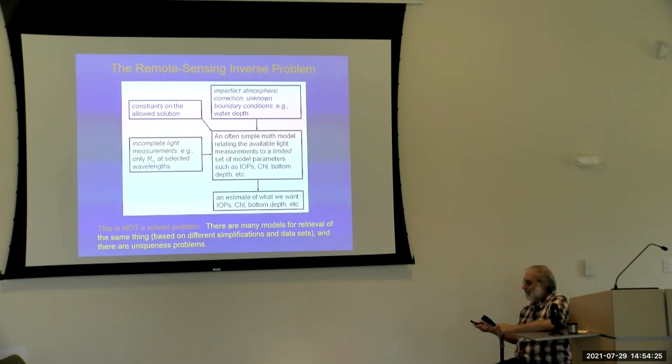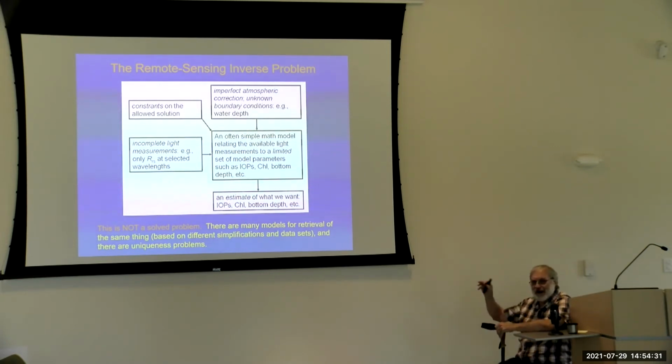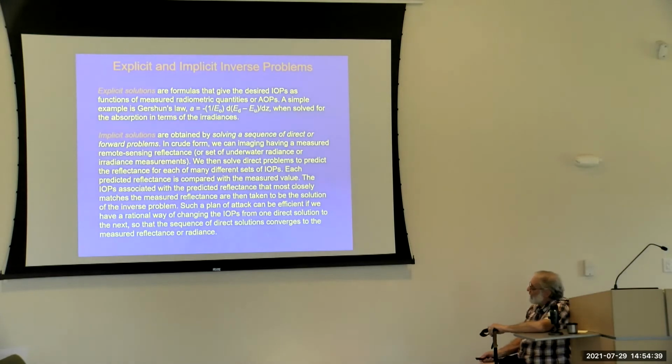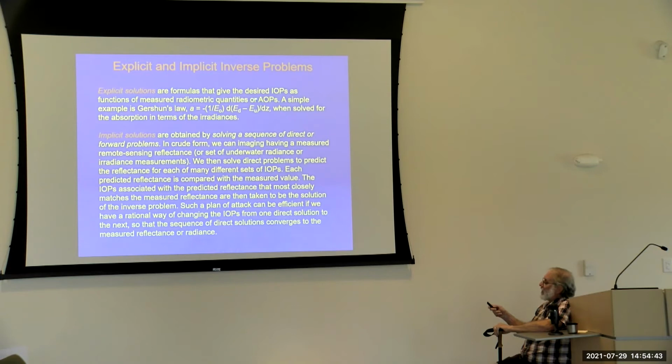But you're never quite guaranteed absolutely that you really got the right answer, because you may have had some non-uniqueness thing going on that you haven't accounted for. Okay, so I've already talked about explicit models. Gershun's law, it's a nice little formula. You plug in these irradiances, you get back absorption. That's an explicit inverse model.